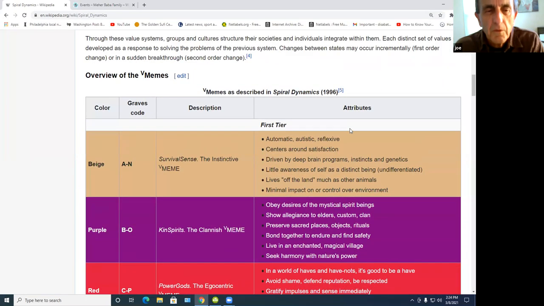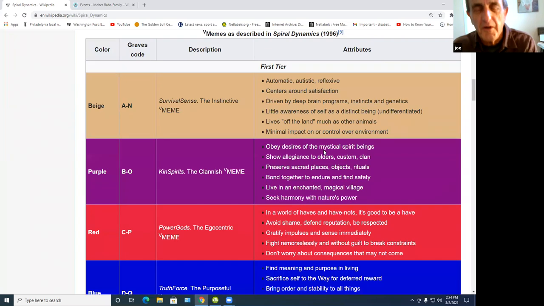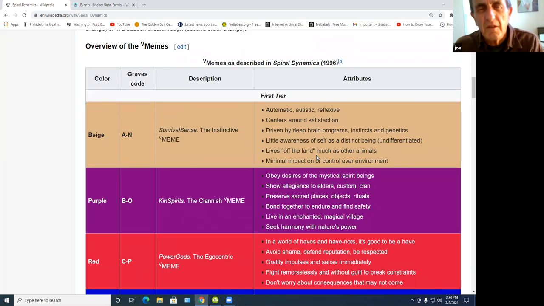They're color-coded just for ease of remembrance. They call them memes, but they're basic value systems that underlie what individuals and societies consider most important, what their beliefs are.